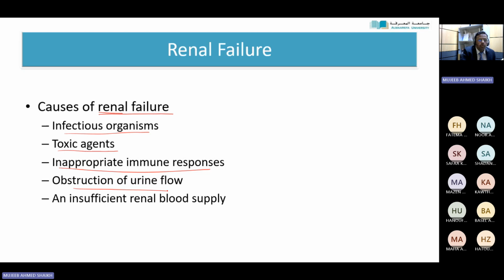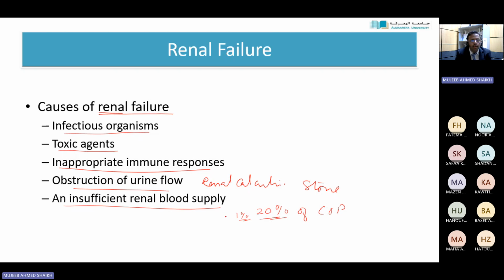Obstruction to the urine flow, maybe renal calculi or stones, can lead to abnormality of the function. We call it renal failure. Or insufficient blood flow to the kidneys: in case of shock, when kidneys are not receiving the proper amount of blood. Normally 20% of the cardiac output goes to the kidney. If they are receiving only 1%, suppose, then the renal function will not be proper and we say renal failure.